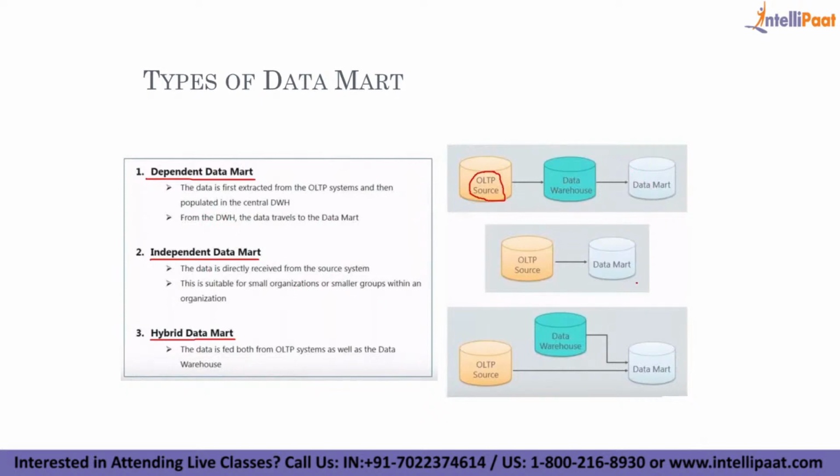But with an independent data mart, the data warehouse will not be available. The data mart will be loaded directly from the OLTP source. This is called an independent data mart. And then we have the hybrid data mart, where the data mart will get the data either from the OLTP system or from the data warehouse system. So these are the three different data marts available in the data warehouse.